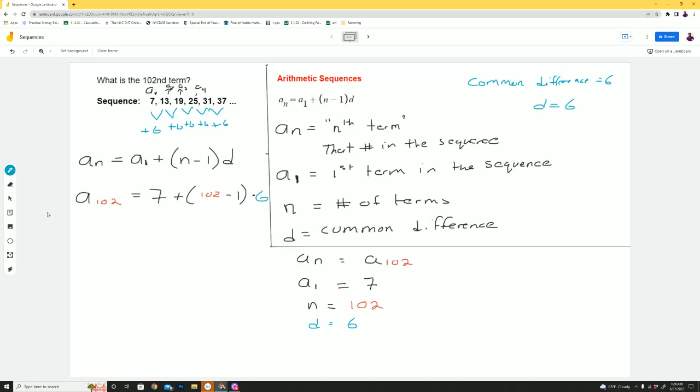Now you're going to complete this following the order of operations that we know. We have a sub 102, so the 102nd term is equal to, I'm going to follow parentheses first, 7 plus, in my parentheses I have 102 minus 1, that's 101, times 6, and now if I continue following order of operations, the next thing I would do is multiplication. So 101 times 6 is 606, bring down everything else. And then 606 plus 7 will give you 613. This means that the 102nd term in the sequence is 613.